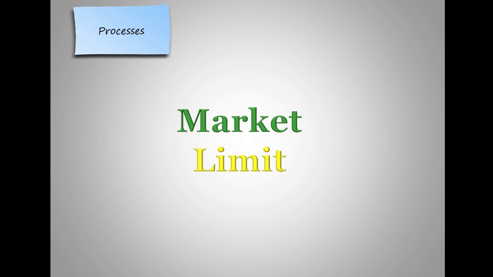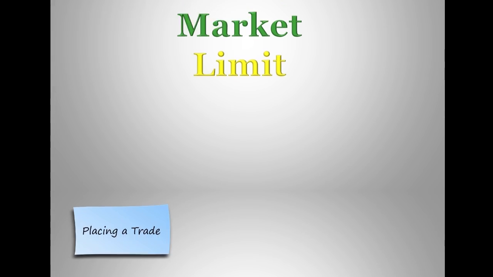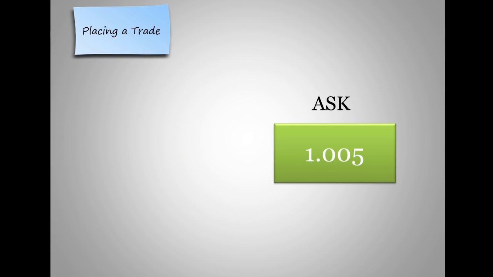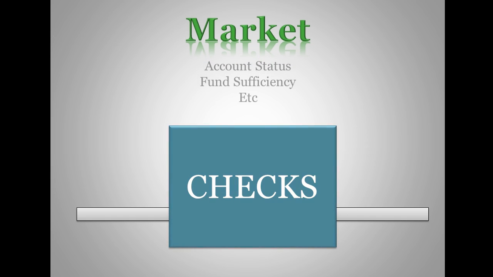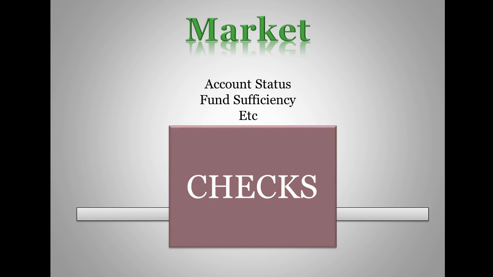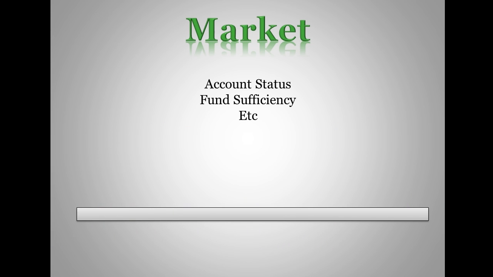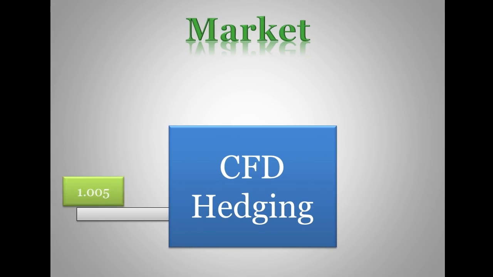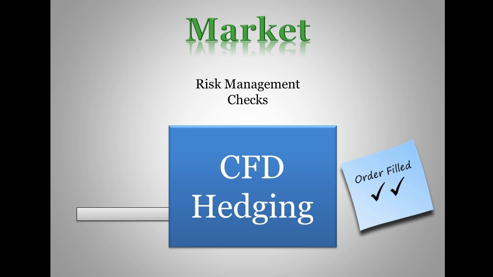Let us begin with market orders. Imagine we place a buy trade. This trade order will be received by our system. Pre-execution checks are performed on account status, fund sufficiency, and many others. Once this round passes through, your order will be routed to the CFD hedging desk for processing. This order will be subjected to risk management checks, and once this passes through once again, it would then be filled once PSPL is able to hedge its exposure.